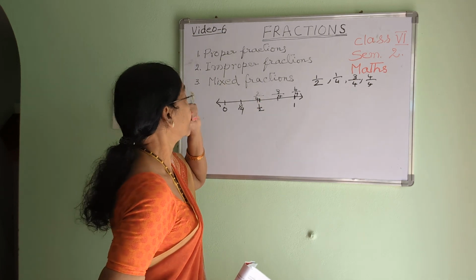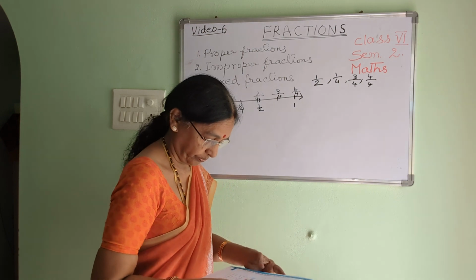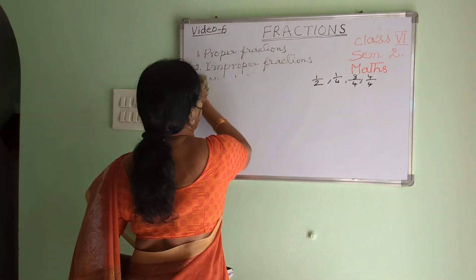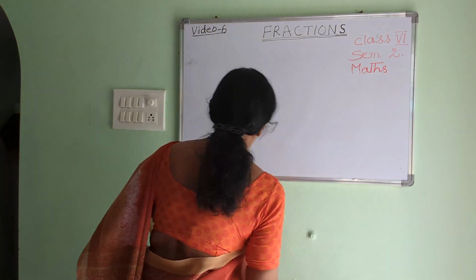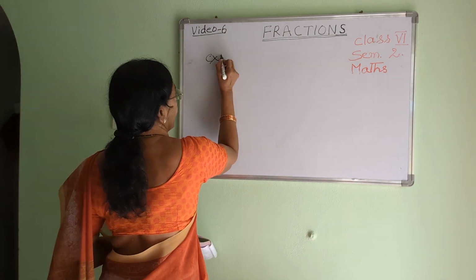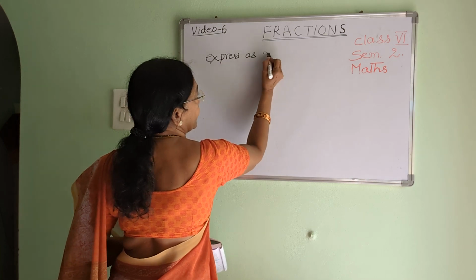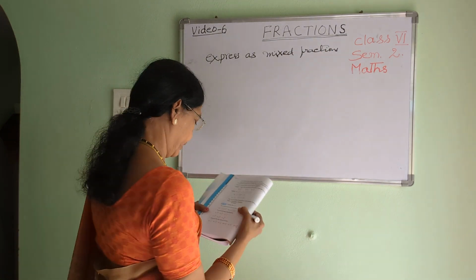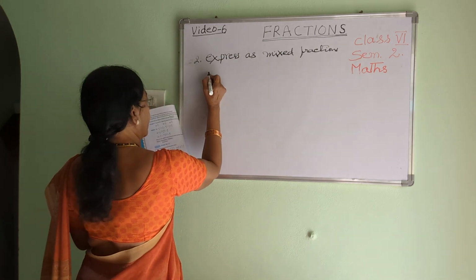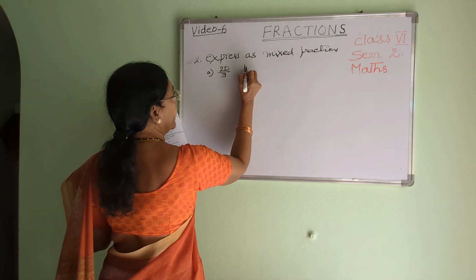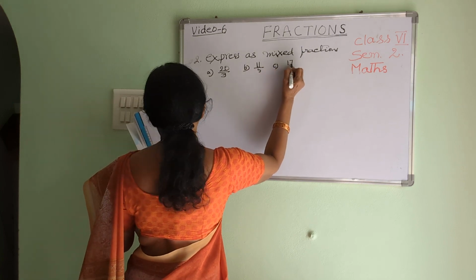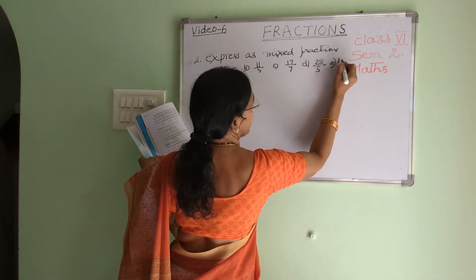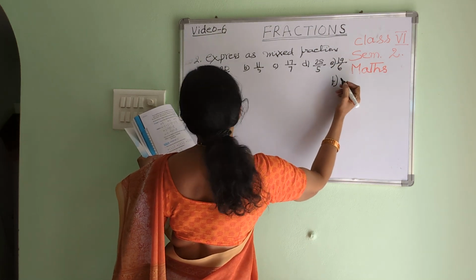Already we have done this type of problems in the previous video. And the next one, express the following as mixed fractions. This is the second problem, and A 20 by 3, B 11 by 5, C 17 by 7, D 28 by 5, E 19 by 6, and F 35 by 9.